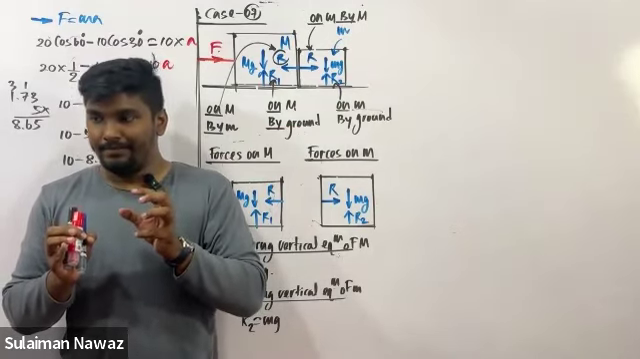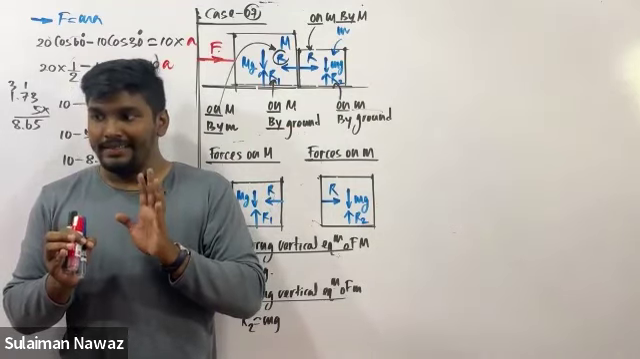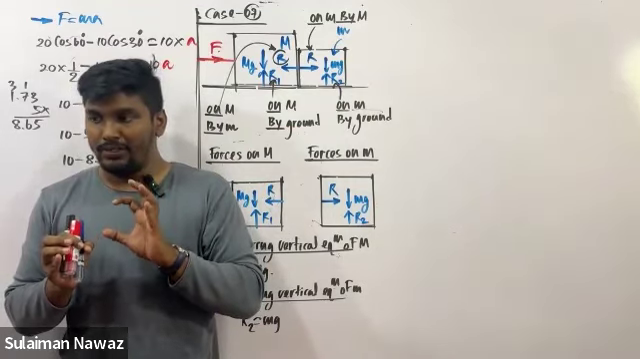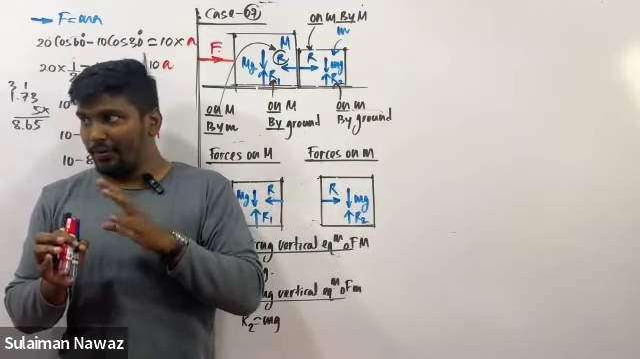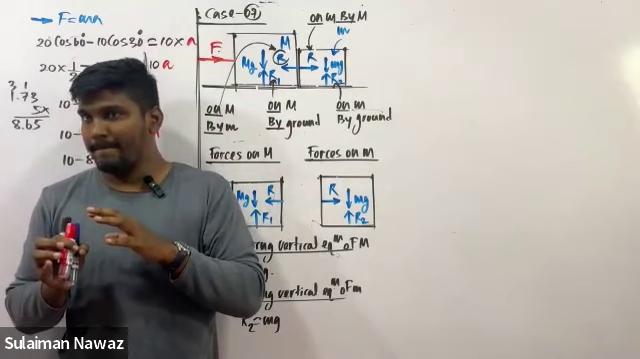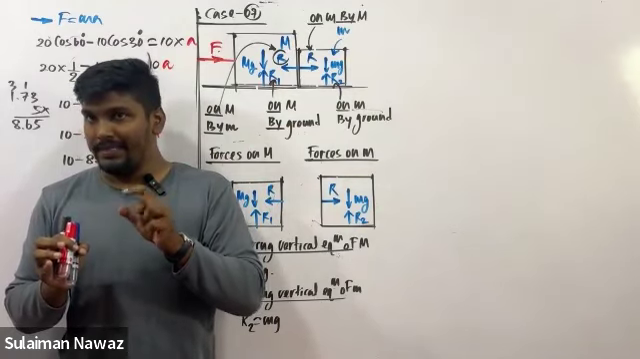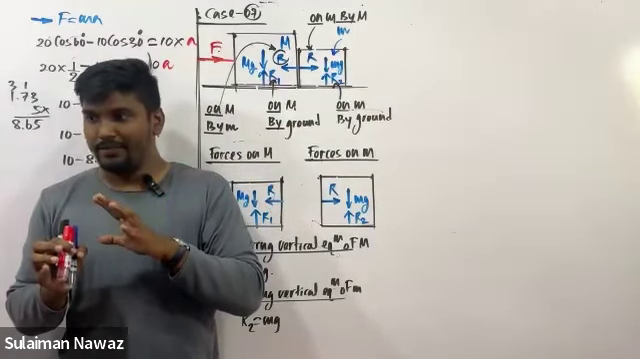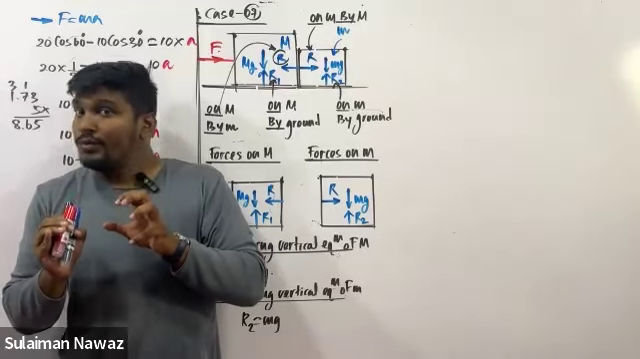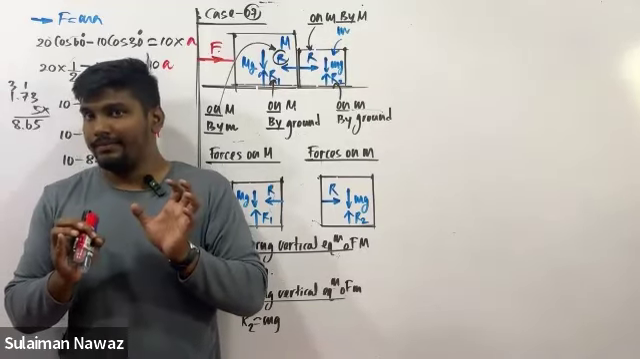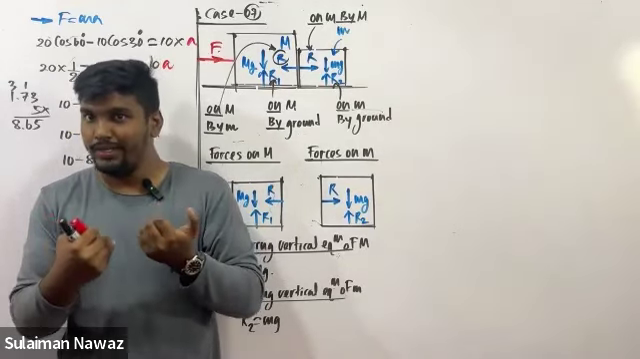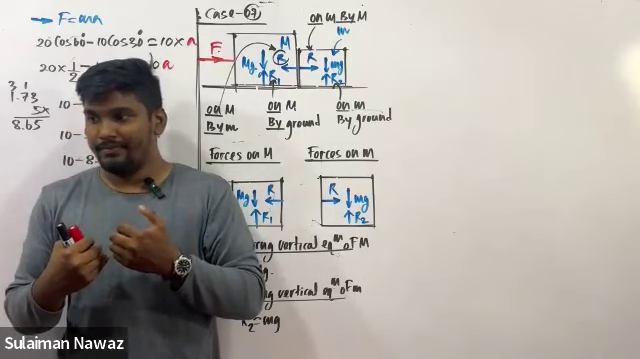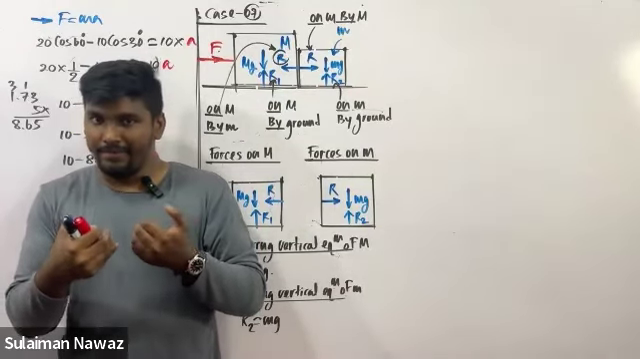If the system, inside the bracket capital M and small m, close the bracket, moves together. If the system moves, that means capital M and small m move together.